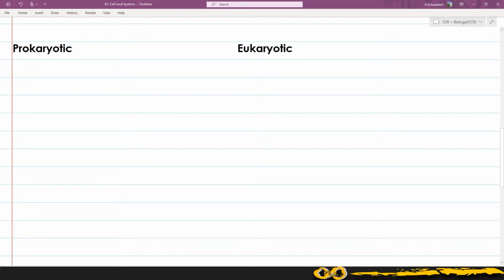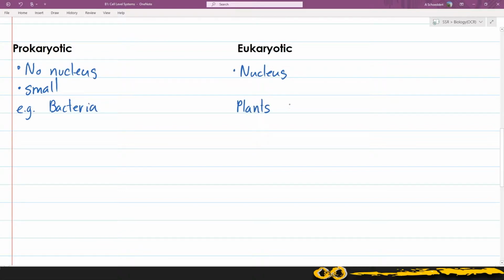The prokaryotic were the first to evolve, and that's because they're a little bit simpler. They have no nucleus in the center, whereas our eukaryotic cells do have a nucleus, and we'll discuss the details of the nucleus again if you don't remember what those are. Prokaryotic cells are generally smaller, and these are things like bacteria, for example. Our eukaryotic cells are usually larger, and that's plants and animals that you're going to find in this category here.